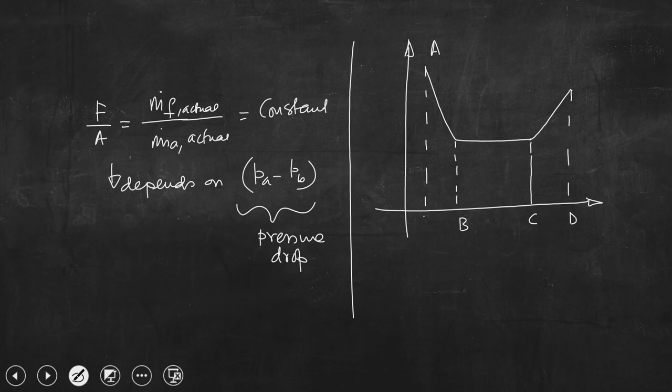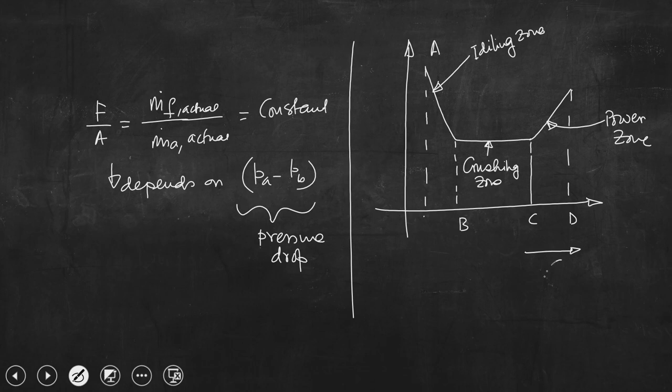This is the power zone, this is the cruising zone, and this is the idling zone. If we write it, this is now P A minus P B, delta P. So, the higher the delta P, in the cruising zone we need to supply a higher throttle opening area, which means we need to have a higher delta P.